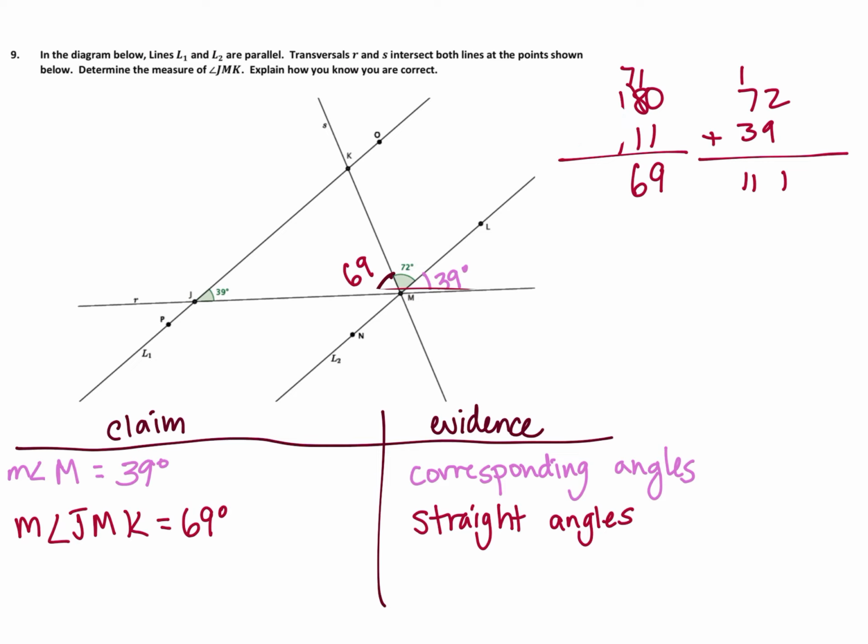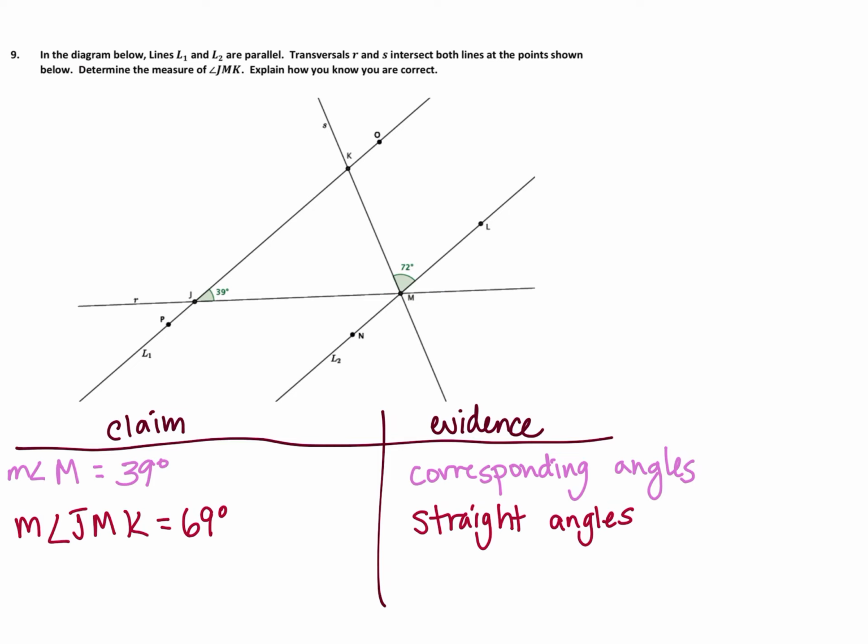There are other ways that you could attempt to solve this problem. So let's look at some other possibilities. You could say that this angle is 39 by alternate interior, and then do a straight angle here.